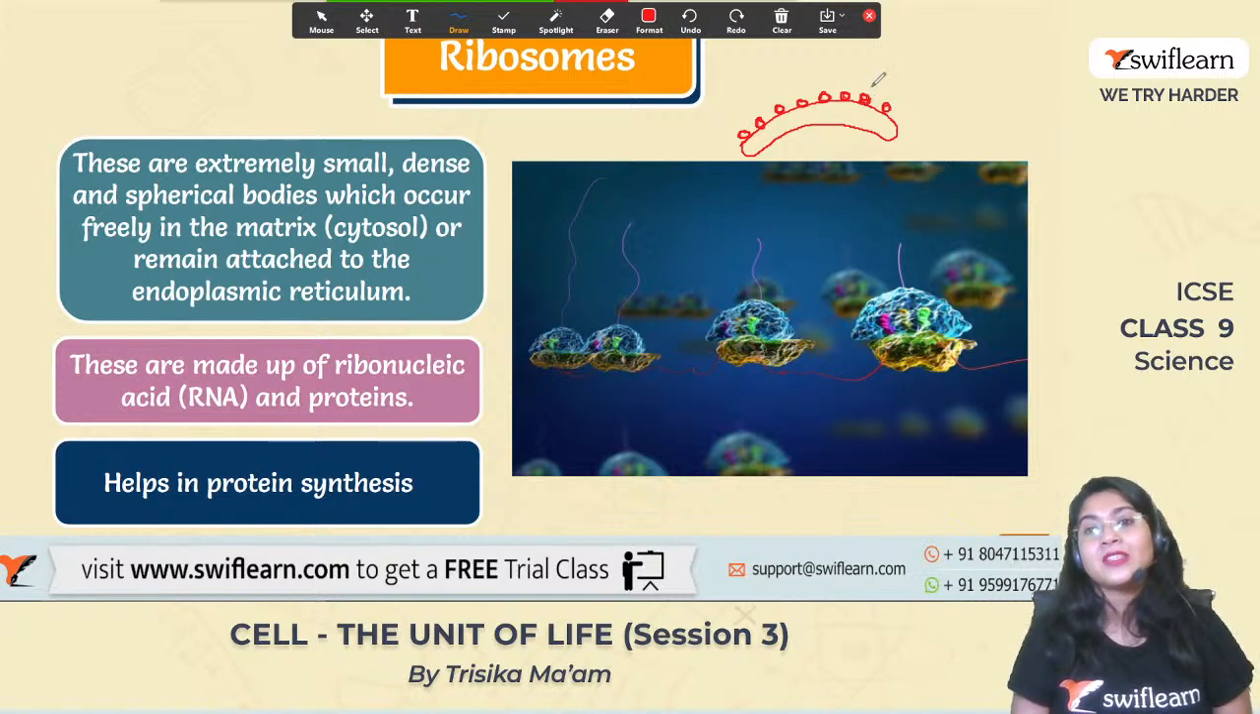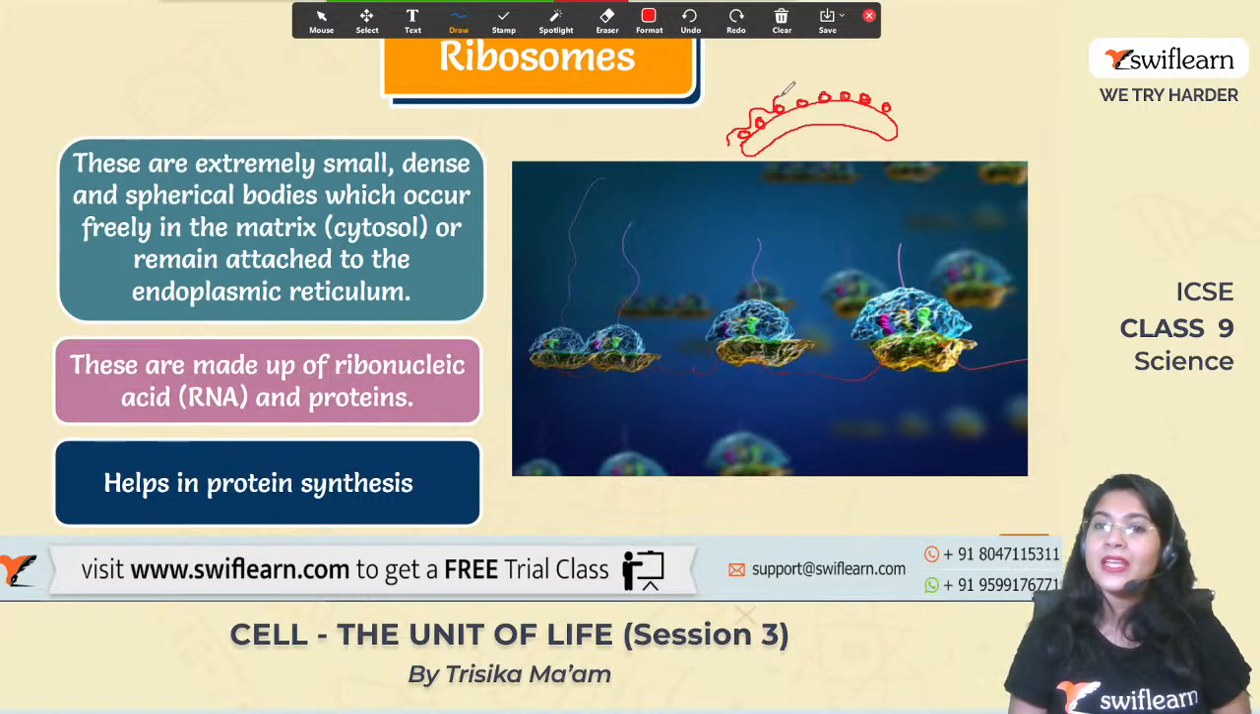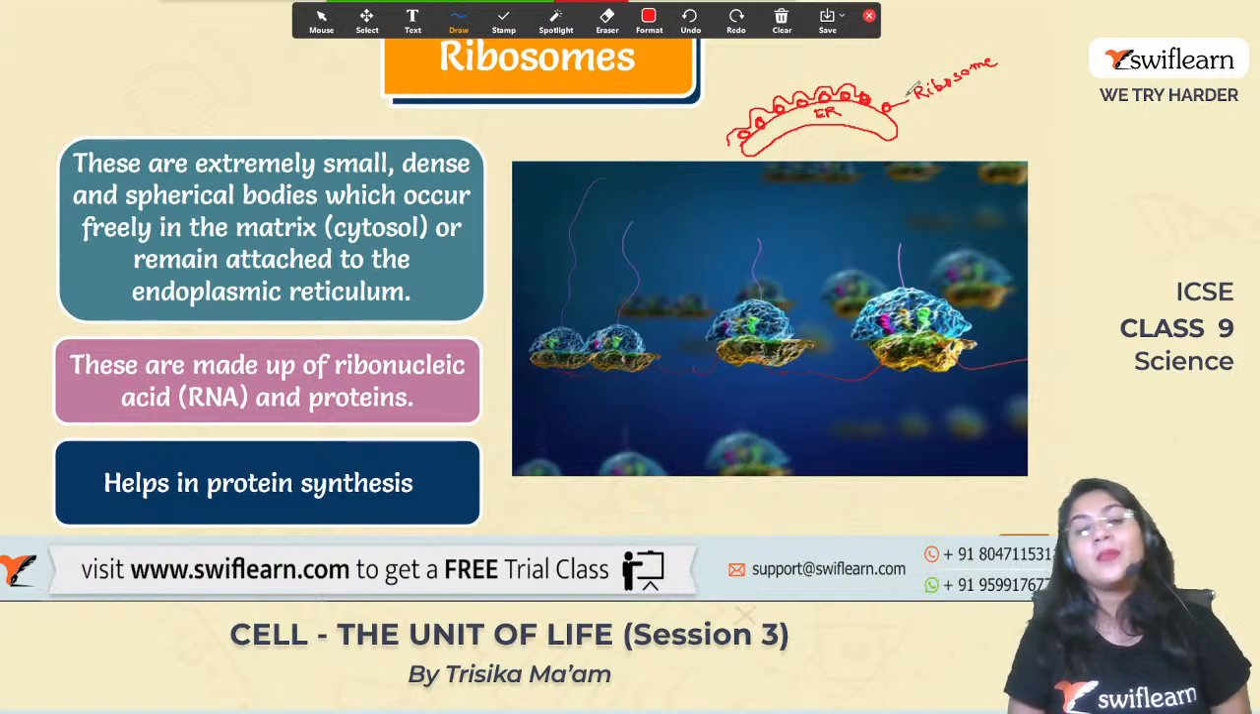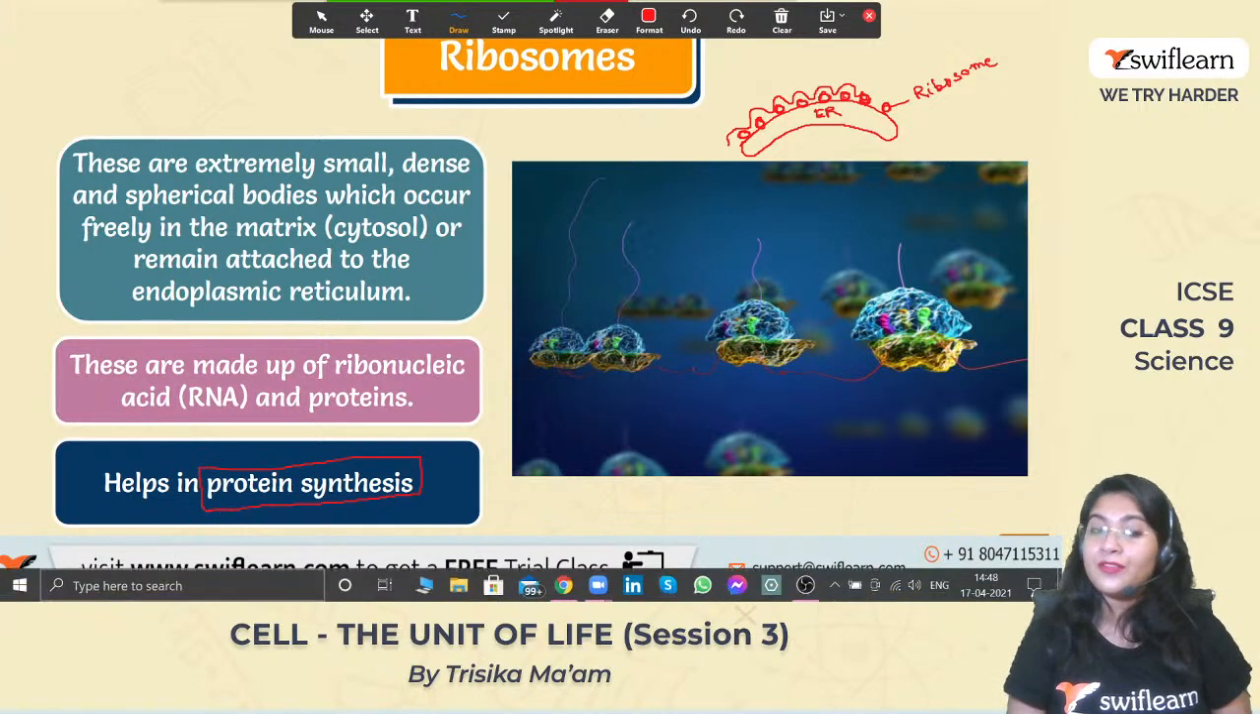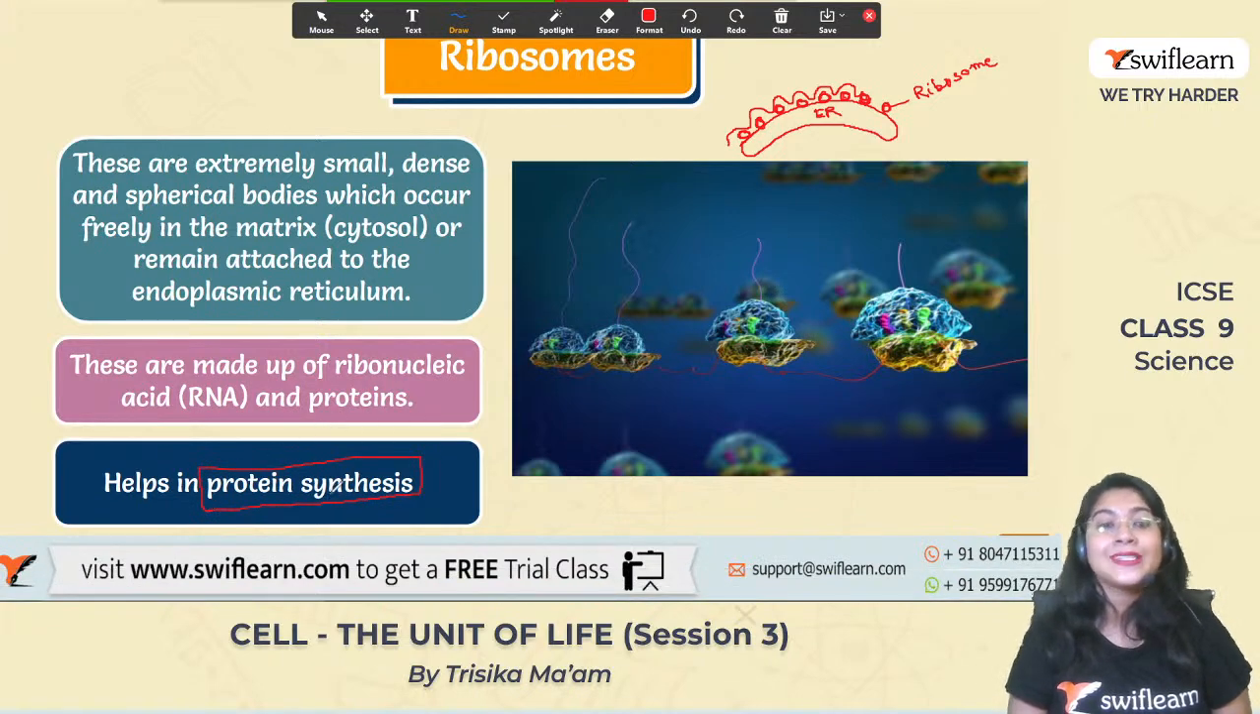Yes, the surface becomes rough on the endoplasmic reticulum like this. So if this is the ER, the ribosomes present on the ER make the surface of the endoplasmic reticulum rough, right? They help mainly in protein synthesis. So this is the main and only vital function of the ribosome, that is protein synthesis.